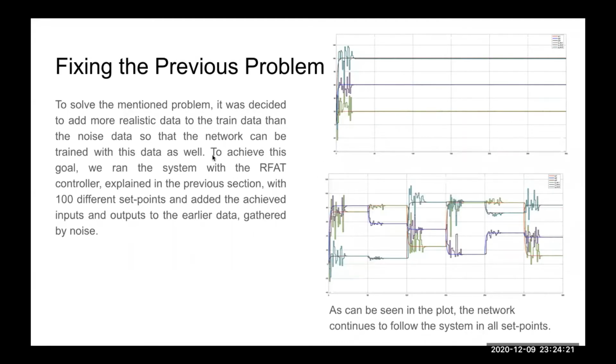In order to do this, we use another model to fix this problem. We use 100 different set points between 0 and 90 degrees, and we gather all the information from the RFAT controller, and we added the inputs and the outputs to the data that we gathered from the noise generators. As you can see, we still have the final values close to the desired location, but compared to the previous plot, in the transition mode we have less fluctuation and we are very close to the desired one.